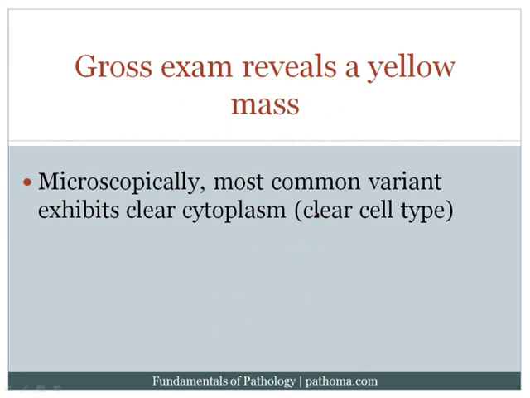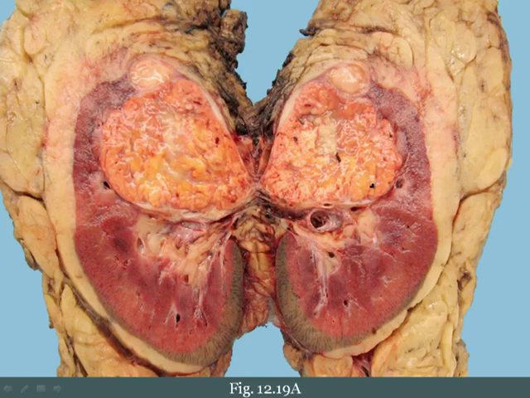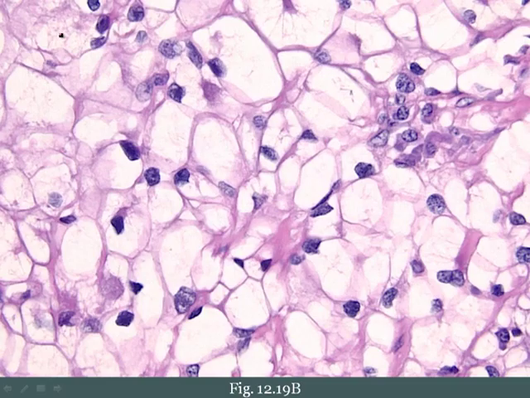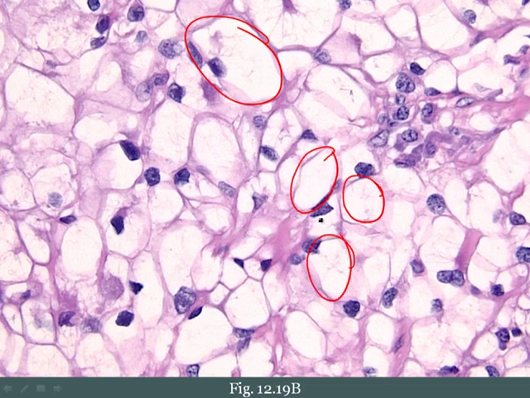When renal cell carcinoma occurs, it usually produces a yellow mass, and microscopically the most common histologic variant exhibits clear cytoplasm, and hence it's called the clear cell type. Here's a picture of the yellow mass produced by renal cell carcinoma. Again, this is the normal kidney, and this is the fat or the adipose tissue that surrounds the kidney. Here's the histology, again showing you that there is clear cytoplasm in these cells, and hence the most common subtype of renal cell carcinoma is called clear cell carcinoma.